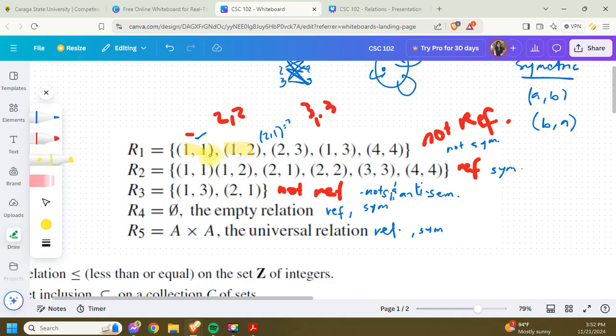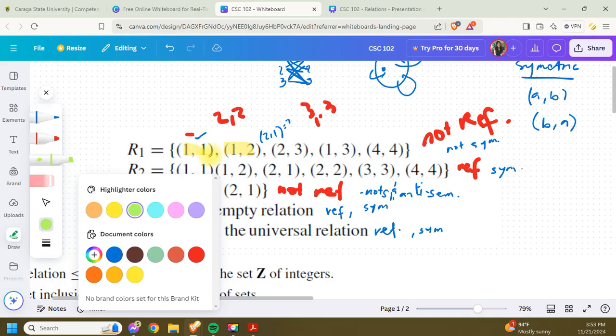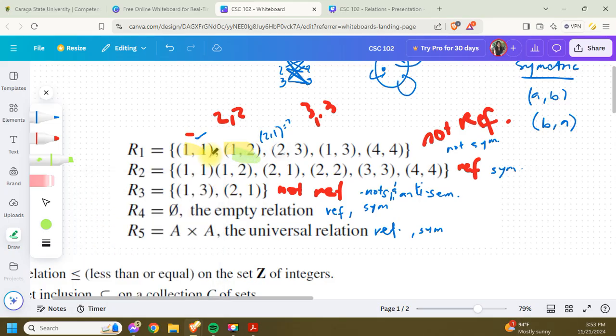(1, 1), (1, 2). (1, 2) and (2, 3), that is also a transitive relation. So we can highlight that again with, say, a different color. So (1, 2) and (2, 3), that's a transitive relation there. However, (1, 3), I believe, does not have any transitive relations with other pairs here.